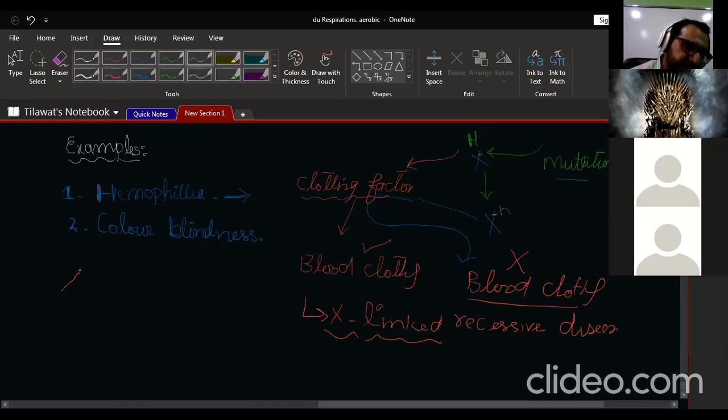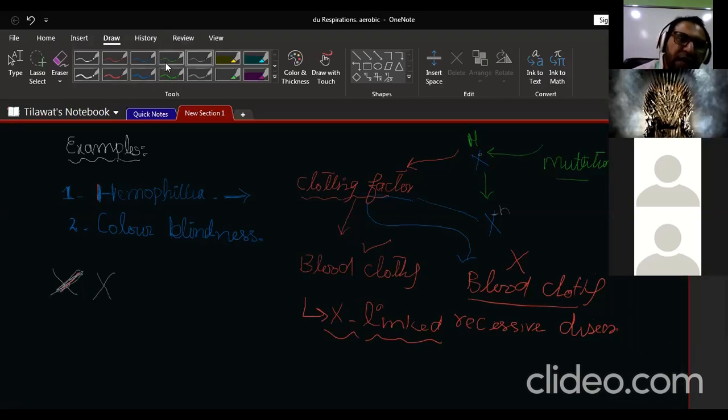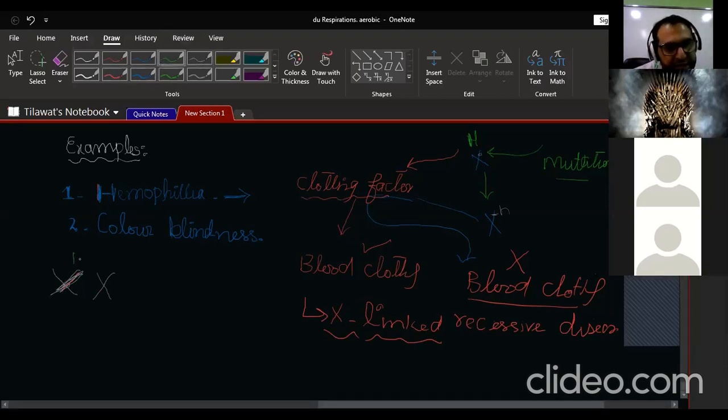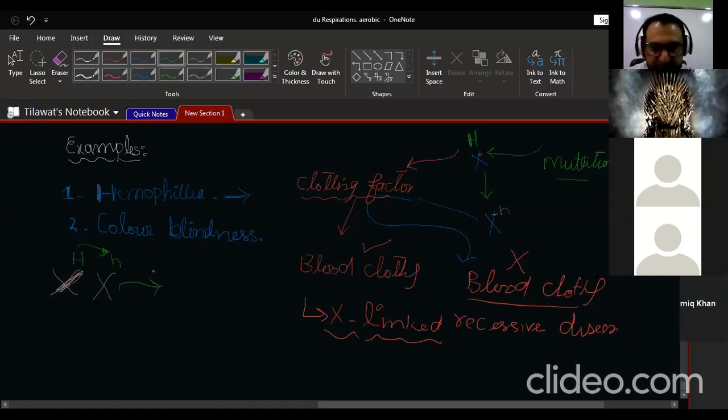Okay, now let's suppose a person has this condition, if a female has X chromosomes, right? So in her the possibility is capital H and small h, meaning dominant and recessive. This condition is what? Heterozygous. Two different alleles are present on the chromosomes. So this is dominant over this h. That's why the expression will be normal. And this person is not hemophilic. The person is normal. That female is not hemophilic.